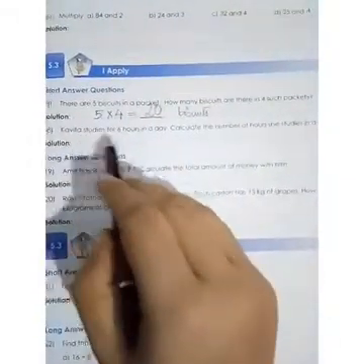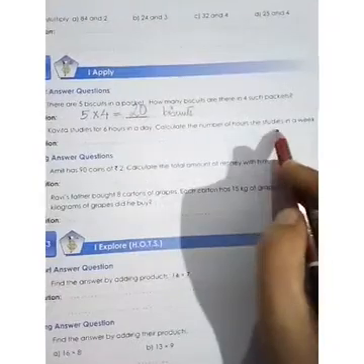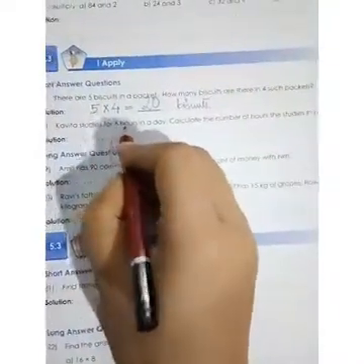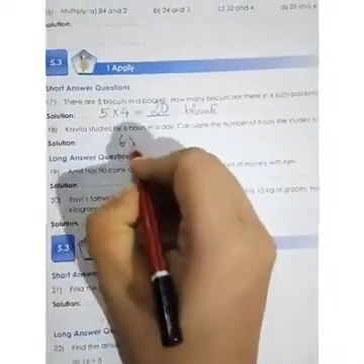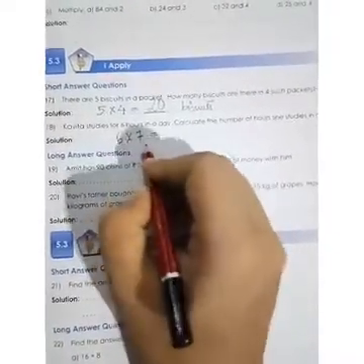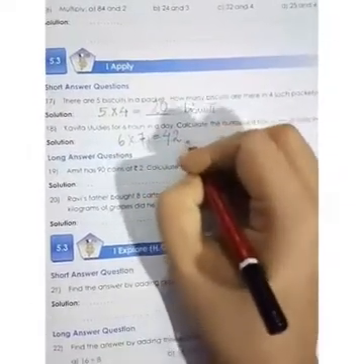Kavita studies for 6 hours in a day. Calculate the number of hours she studies in a week. So in a week, we know how many days are there? 7 days. So in one day how many hours? 6 hours into 7 you do, because 7 days are there in a week. 6 7s are 42 hours.